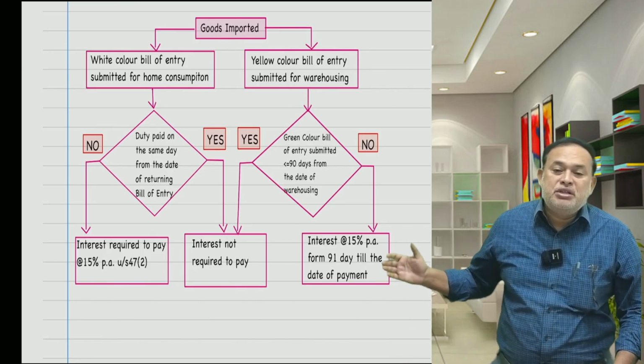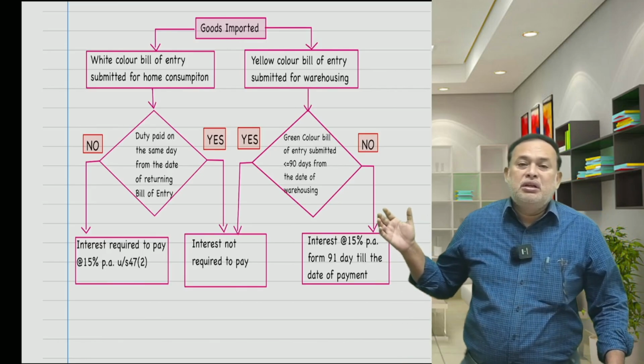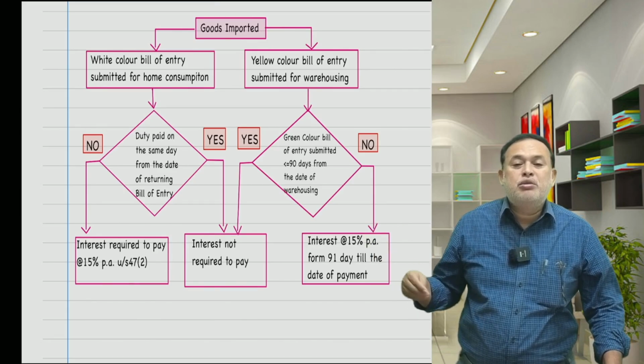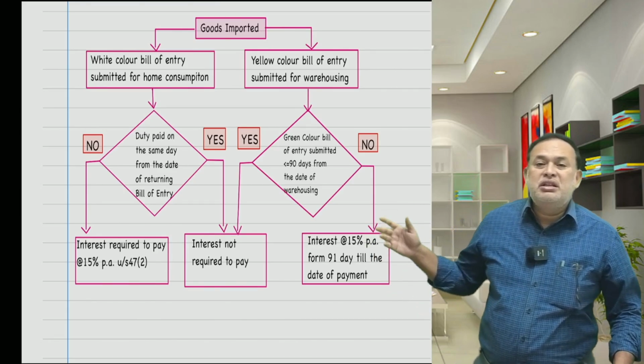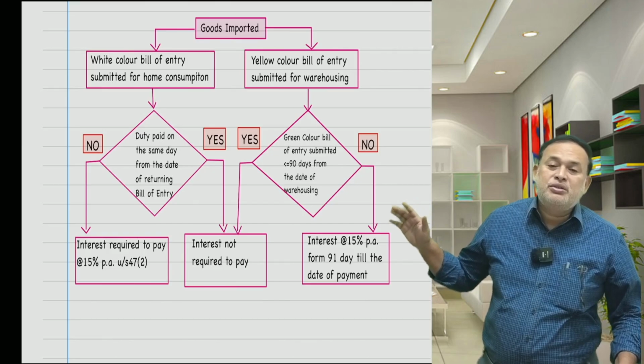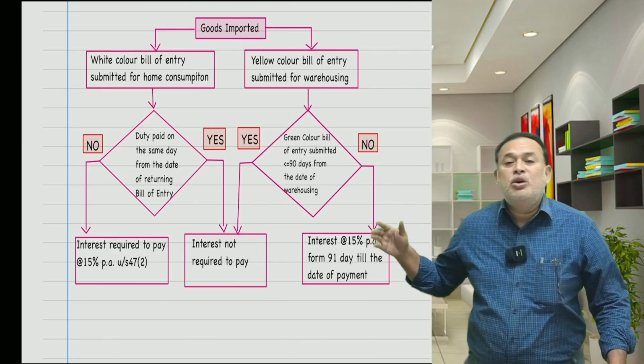This is the chart I mentioned here. Goods cleared for home consumption by submission of white color bill of entry. Goods cleared for warehousing. From warehousing, the goods are subsequently cleared for home consumption.